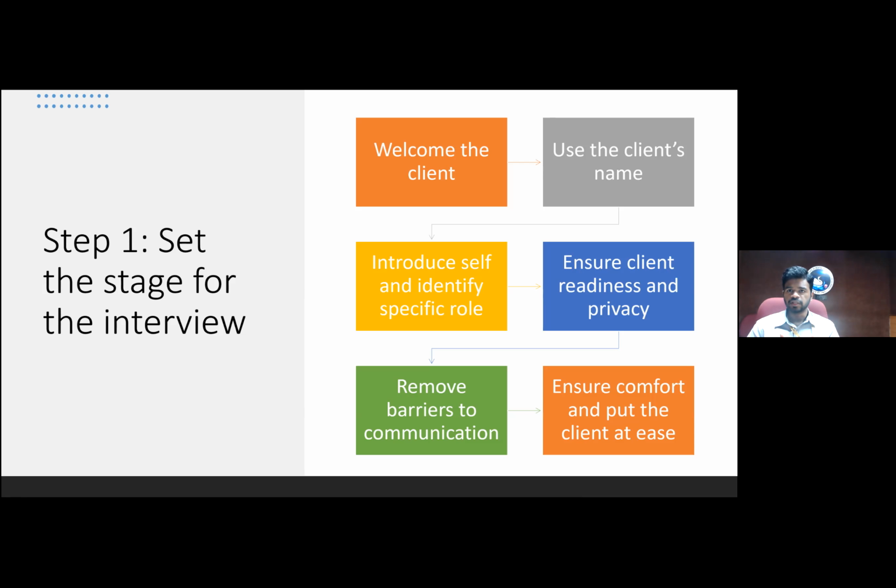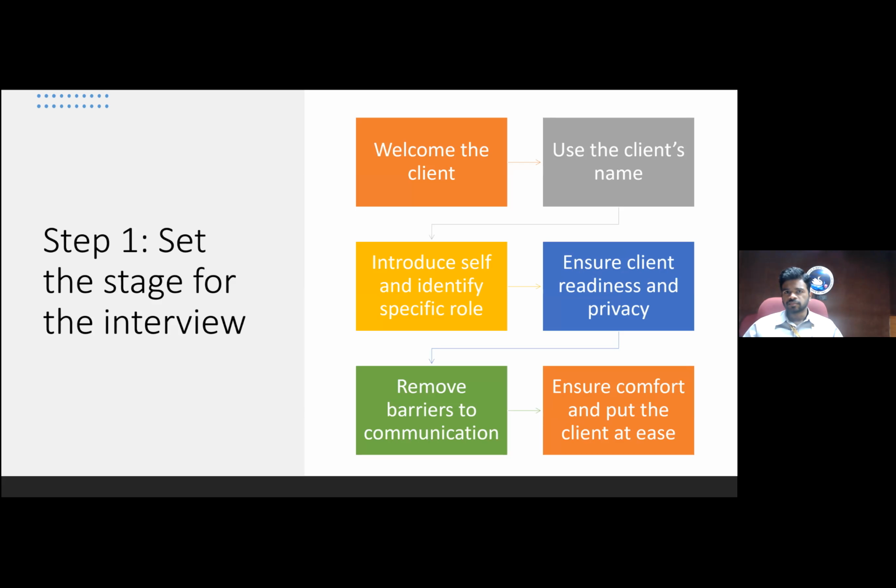Tell them that you are a lay counselor and you have been trained in so and so thing, and you have been experienced in so and so, and you will be attending them today. So you just briefly tell who you are in probably one or two sentences, a small phrase, and ensure that the client is ready for discussing their problems. Just, shall we start with the session, right?